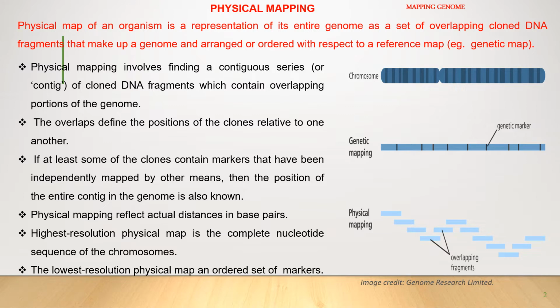To construct a physical map, one should start with constructing a genomic library for the entire genome of the particular organism. The DNA fragment can be cloned into different types of vectors like YAC, BAC, depending upon the choice and length of the fragment that needs to be cloned.